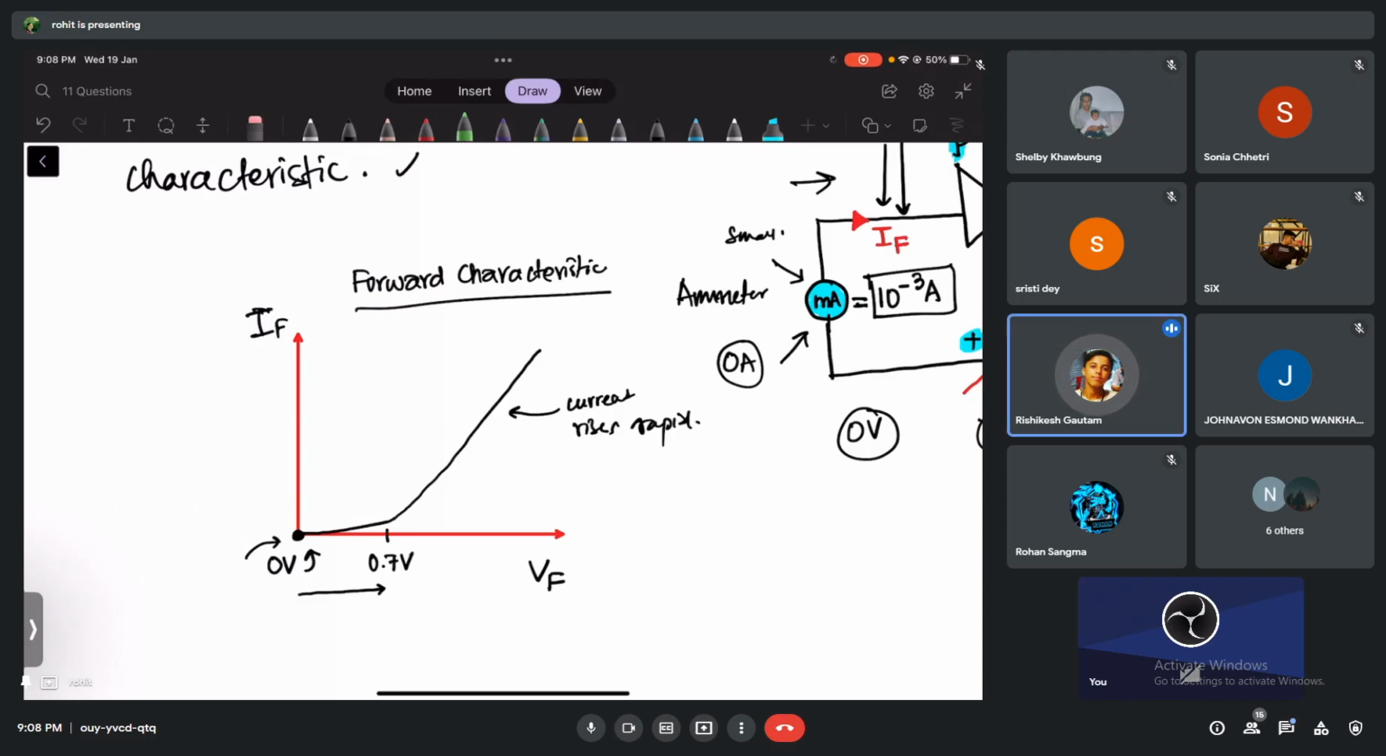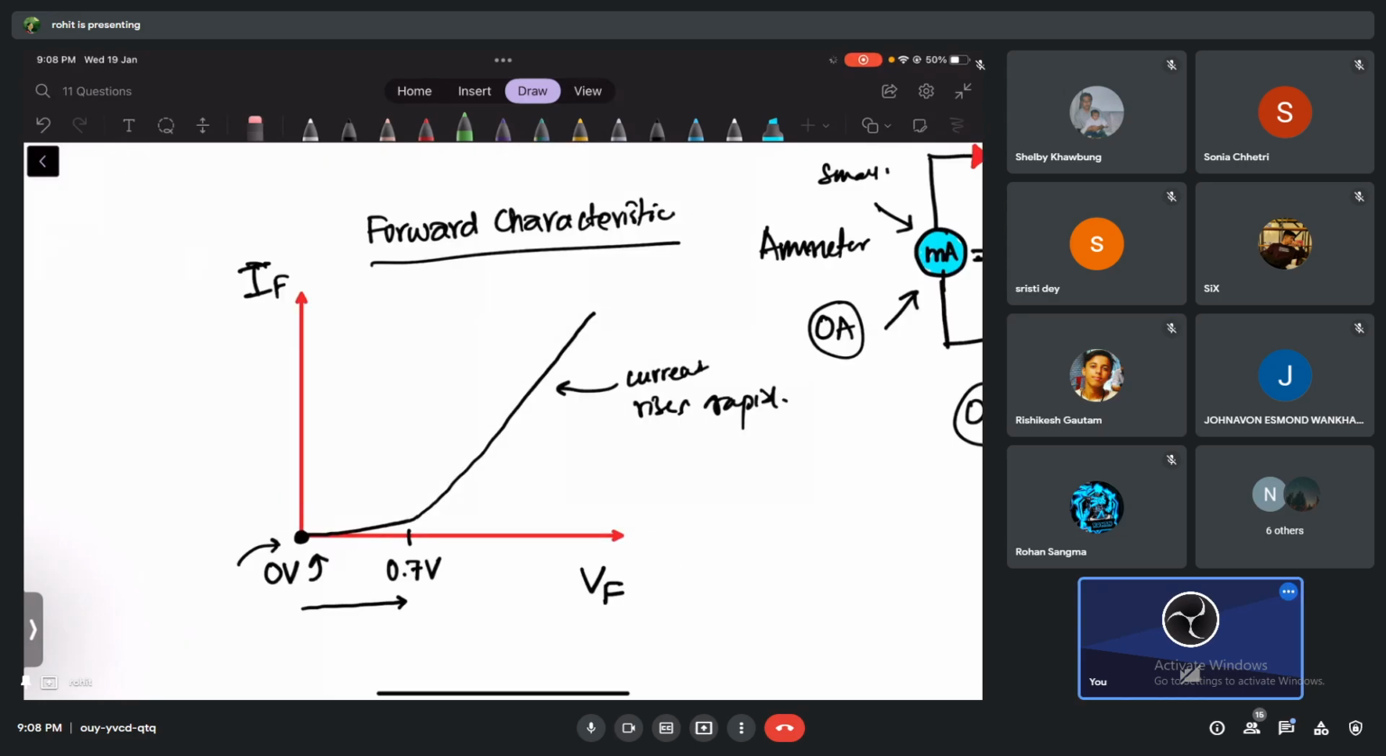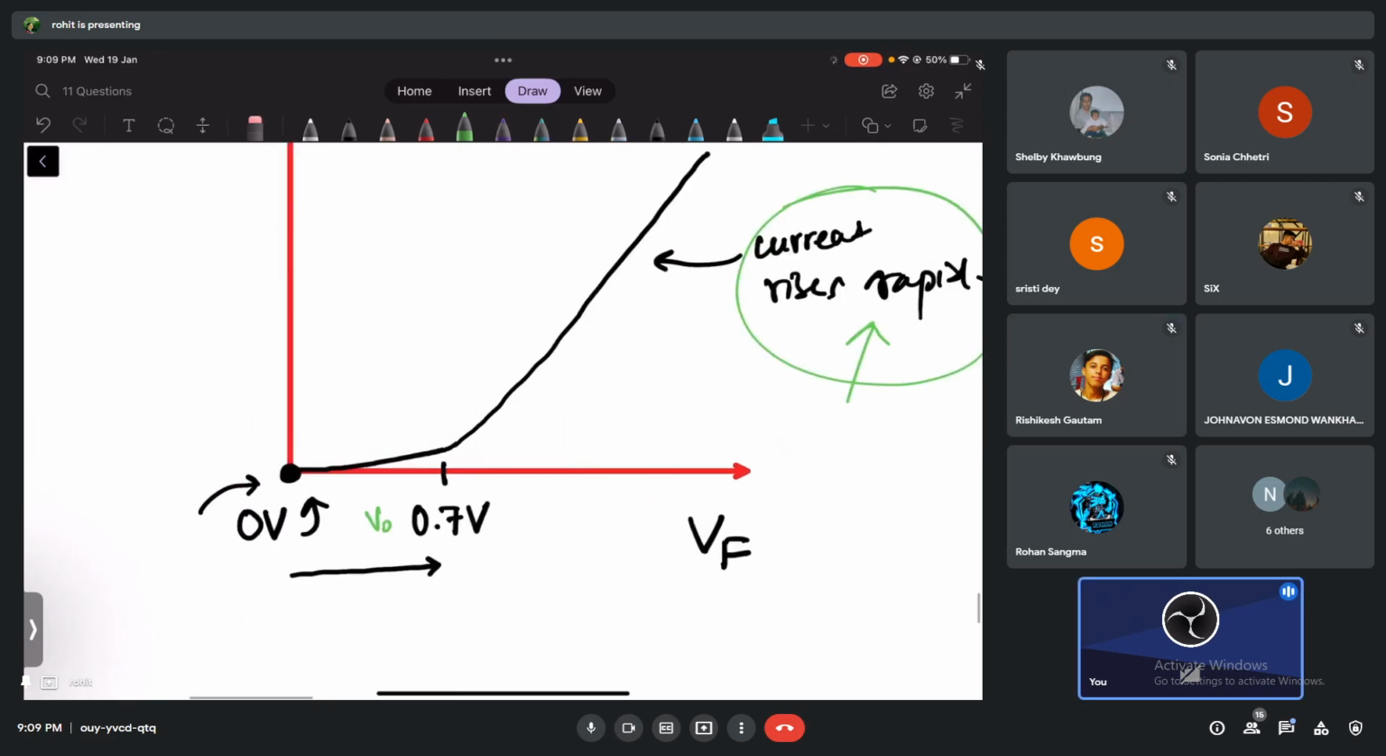Let's not say directly proportional, that's not the thing to say. But let's say right now the current is going to rise rapidly. Okay, does it happen before the stopping potential or after the stopping potential? After the stopping potential. That was acting like a stopping potential, but we have a different name now. We call this voltage the knee voltage.